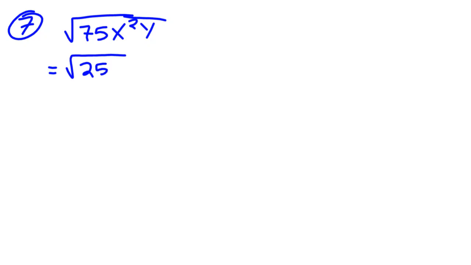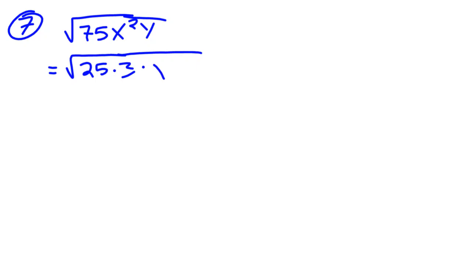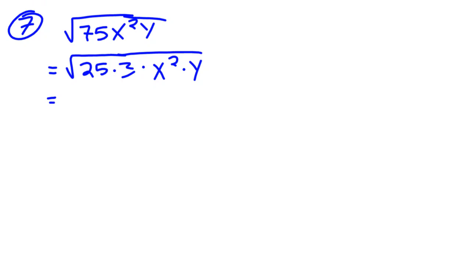So let's do number 7. And then the last two I'll allow you to try on your own. This is rad 75 x squared y. So we have two different variables here. So we did 75 before. I want to write that as rad 25 times 3 times x squared times y. I'm going to separate these into different radicals.